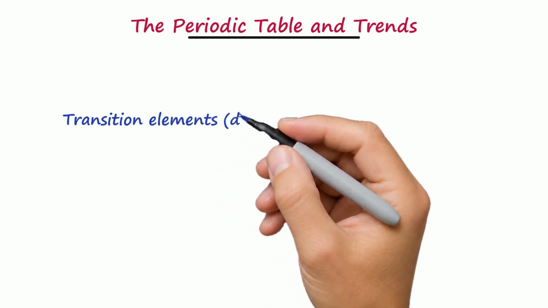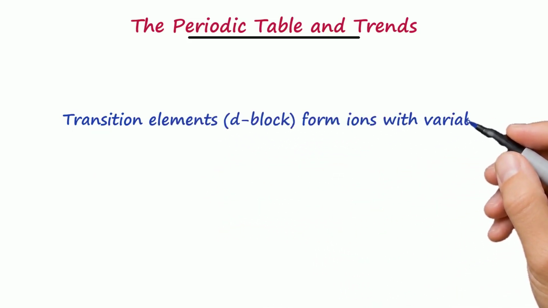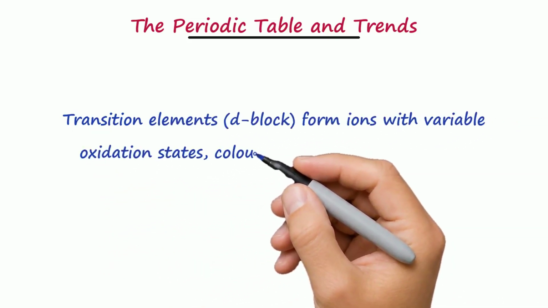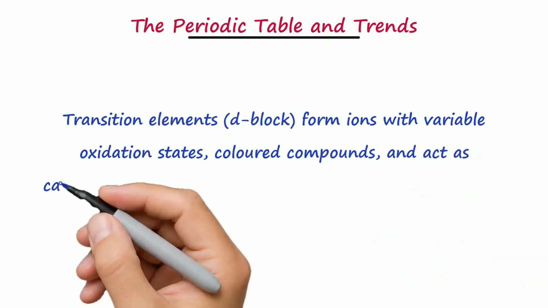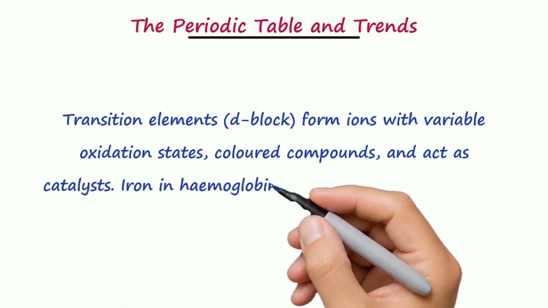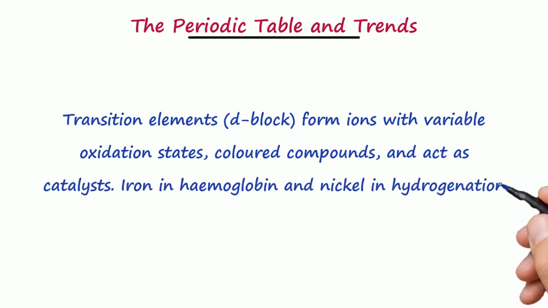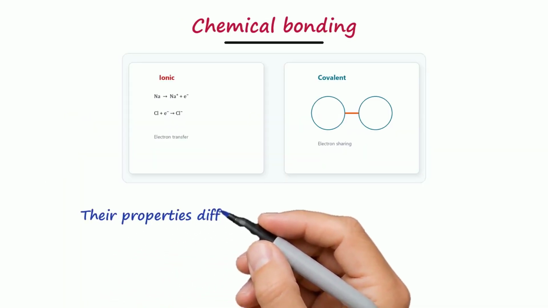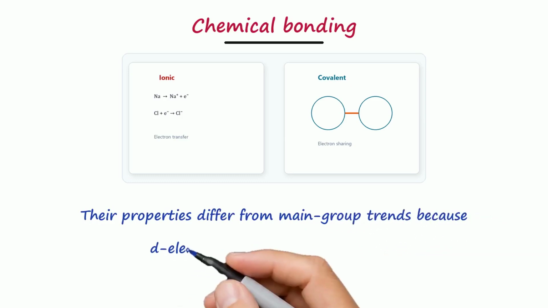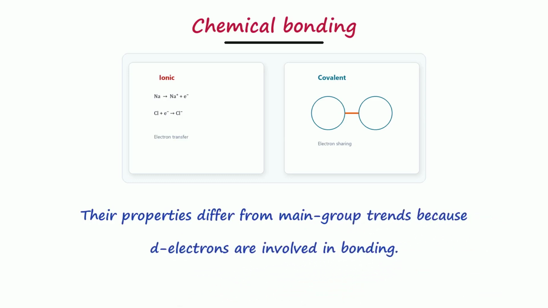Transition elements, the d-block, form ions with variable oxidation states, colored compounds, and act as catalysts. Iron in hemoglobin and nickel in hydrogenation are examples. Their properties differ from main group trends because d electrons are involved in bonding.